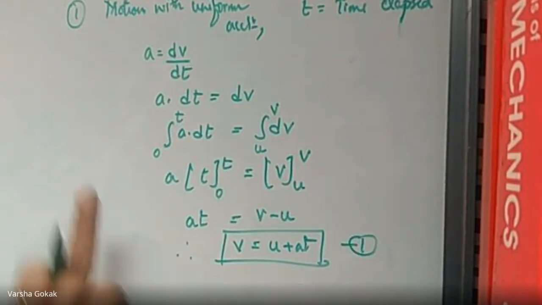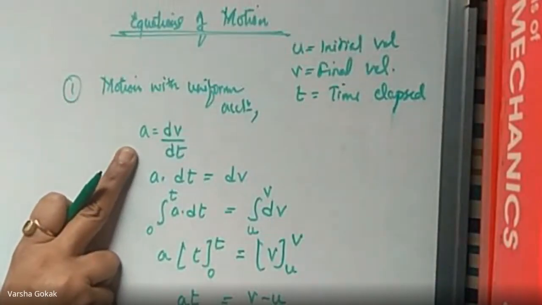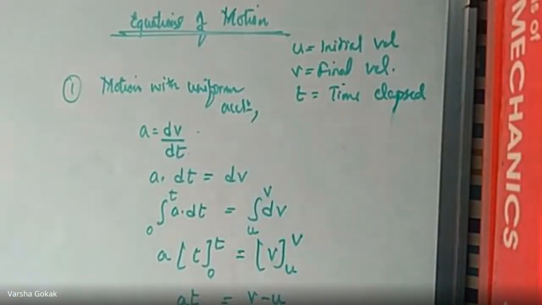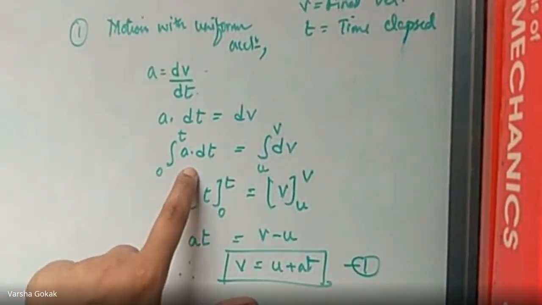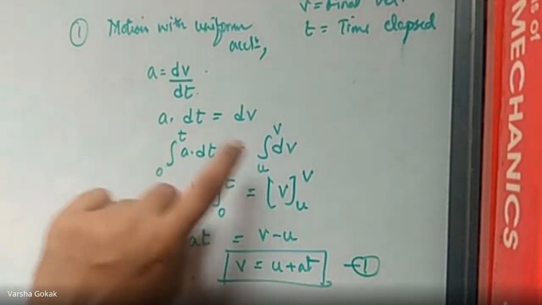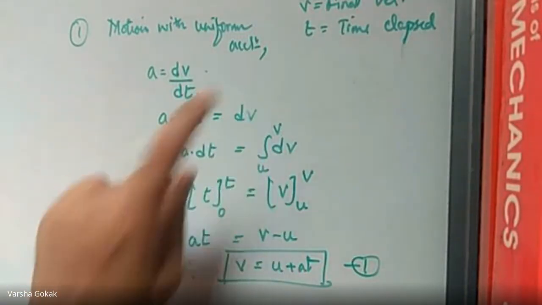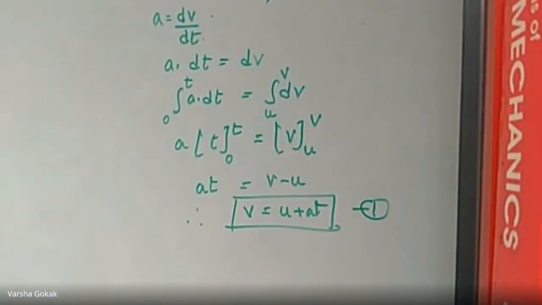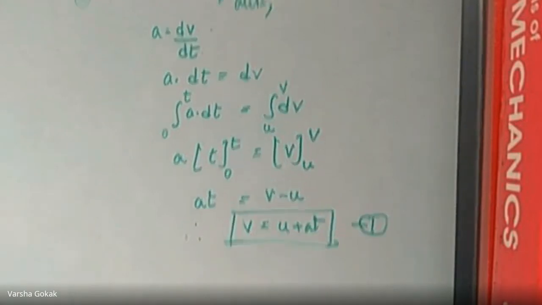With what does it start? It starts with your definition of acceleration, that is, the rate of change of velocity with respect to time. Cross multiply, you put the limits for t, it is 0 to t. For v, it is going to be the initial velocity to the final velocity. You will get the equation, right? So this is the first equation, that is v equal to u plus at.